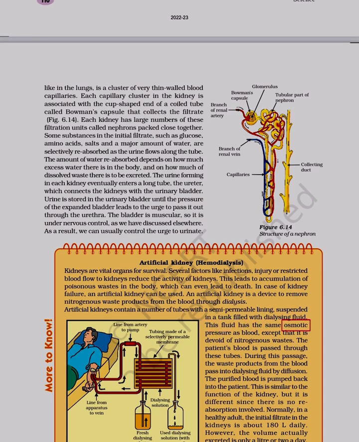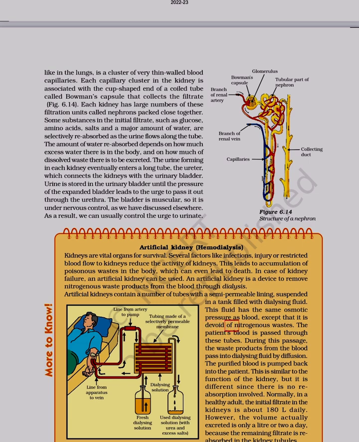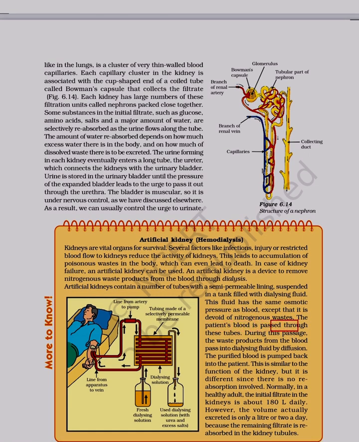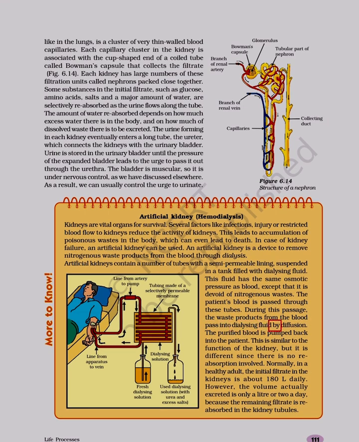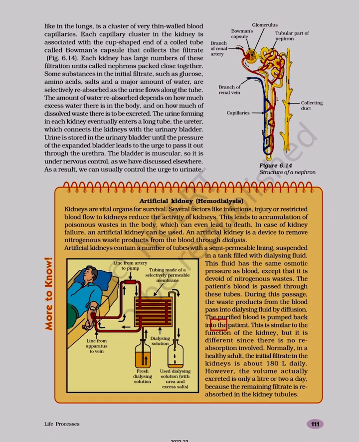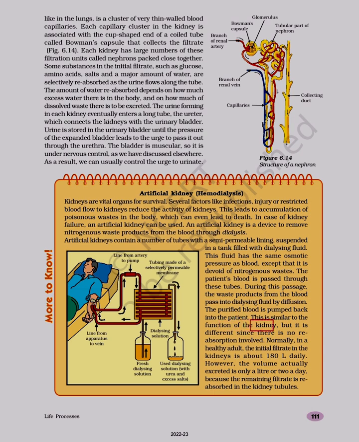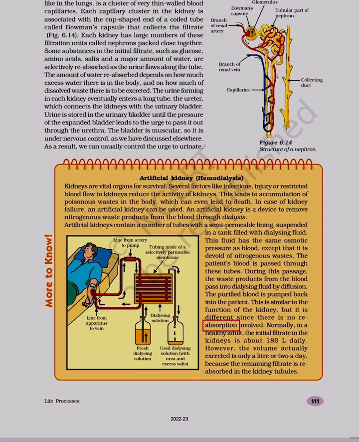This fluid has the same osmotic pressure as blood, except that it is devoid of nitrogenous wastes. The patient's blood is passed through these tubes. During this passage, the waste products from the blood pass into dialysing fluid by diffusion. The purified blood is pumped back into the patient. This is similar to the function of the kidney, but it is different since there is no reabsorption involved.